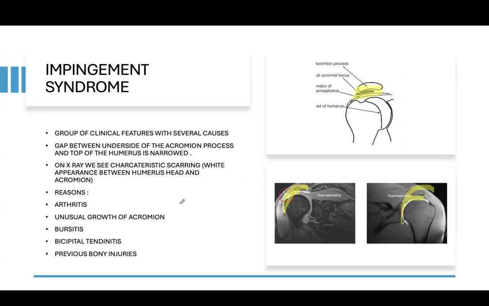Now, what exactly is affected in impingement syndrome? Well, it can be anything that's in this area. The most common thing that's affected is the tendon of supraspinatus. And as I said earlier, supraspinatus is the one that's usually affected in the rotator cuff muscles.